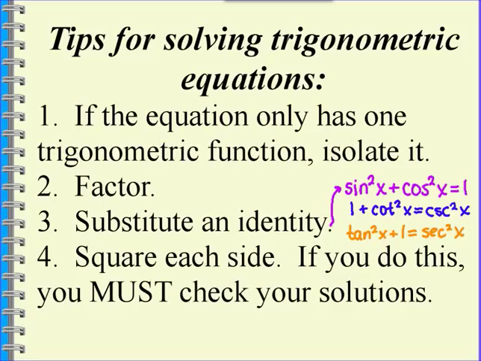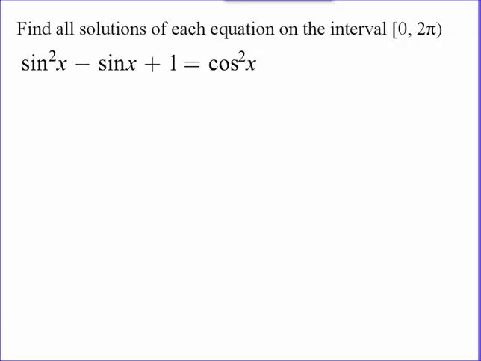This fourth tip is to square each side. The problem with this is that whenever you square, you need to check your solutions, because sometimes you will get what's known as an extraneous solution. So if you ever do this fourth step, squaring each side, you're going to have to check your answers. Checking your answers isn't hard, it's just an added step. The first two we looked at yesterday. We're going to look at the bottom two today. Let's jump right in with an example.